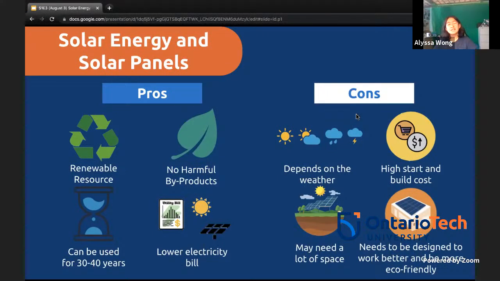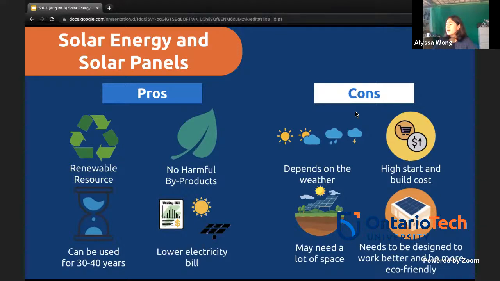Another cool thing is that it can be used for 30 to 40 years, which is really great because we can keep on using this resource over and over and over without having it be depleted, but also at the same time, it'll be used for other generations of people as well.